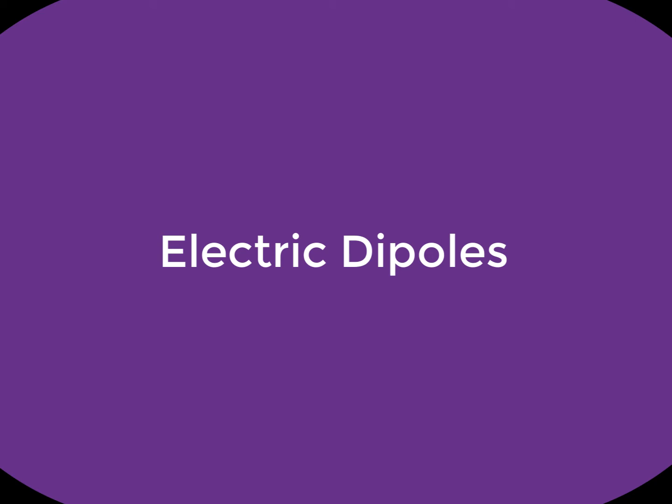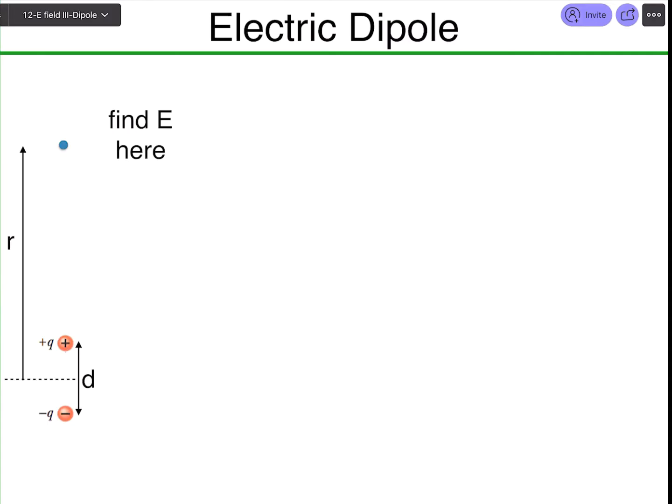Let's have a look at electric dipoles today. Okay, so next thing I'd like to talk about is an electric dipole. An electric dipole is basically when you take a positive and a negative charge. So here's what an electric dipole looks like. It's two equal and opposite charges, like a positive Q and a negative Q, separated by a distance d. That's how we model an electric dipole.